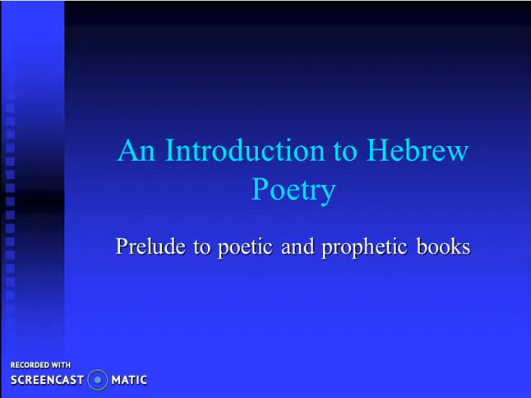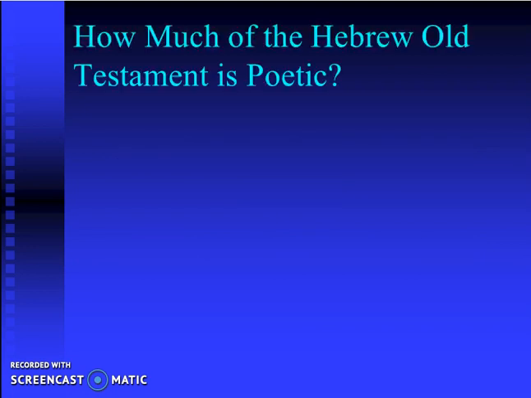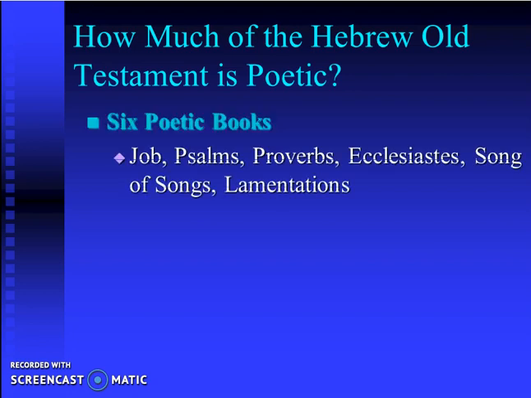In this lecture, we will give an introduction to Hebrew poetry in preparation for studying the Poetic and the Prophetic books. How much of the Old Testament is poetic? Well, there are 6 books that are sometimes labeled poetic books: Job, Psalms, Proverbs, Ecclesiastes, and Song of Songs, all of which occur together in our English Bibles, to which one could add Lamentations, though in our Bibles it's placed after Jeremiah.